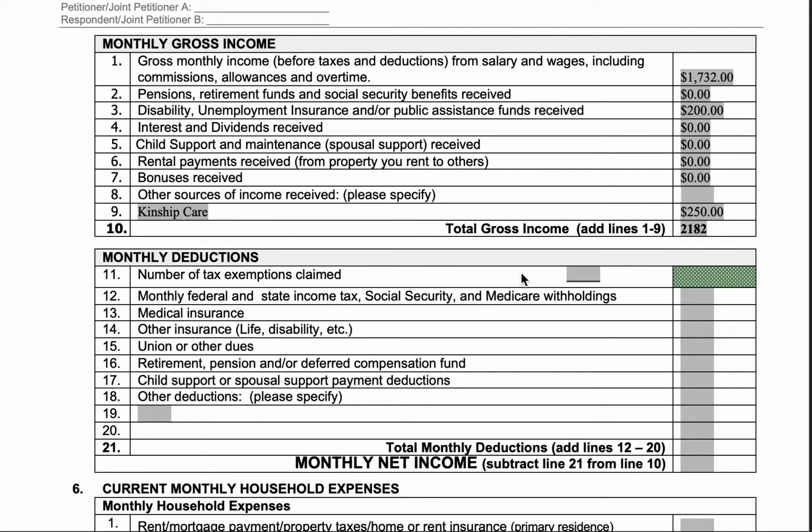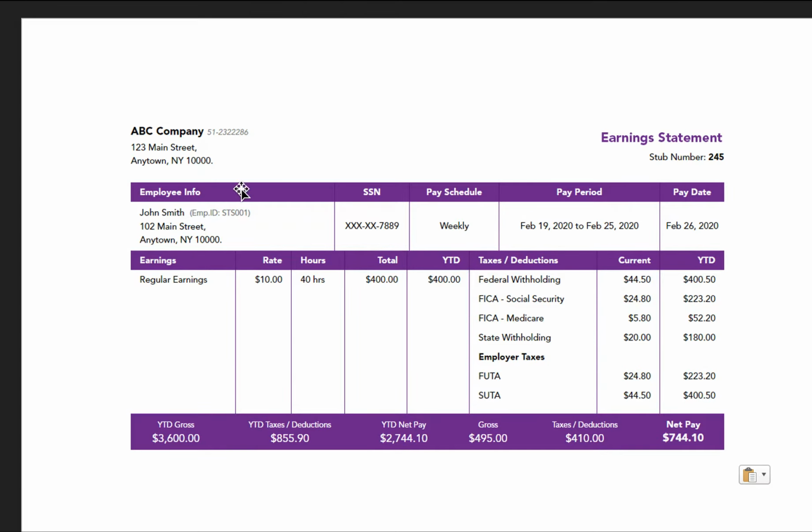On line 11, you're going to include the number of tax exemptions you claim. If you don't know how many exemptions you claim, you're just going to go ahead and leave that line blank. For all of these withholdings, the great news is that you can find most of them pretty easily on your pay stub. So coming back here to the pay stub, we need to know John's federal withholding. We see that it is $44.50. The state withholding down here is $20 per paycheck.